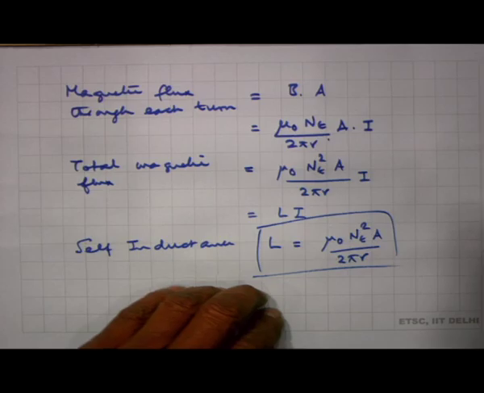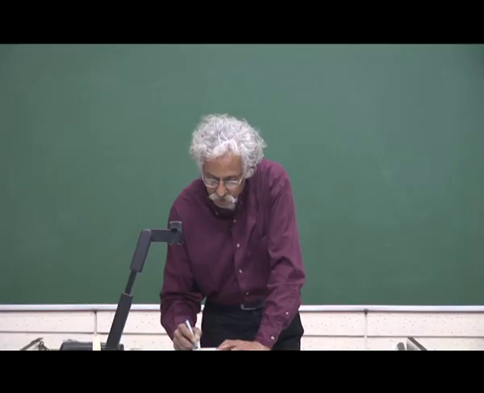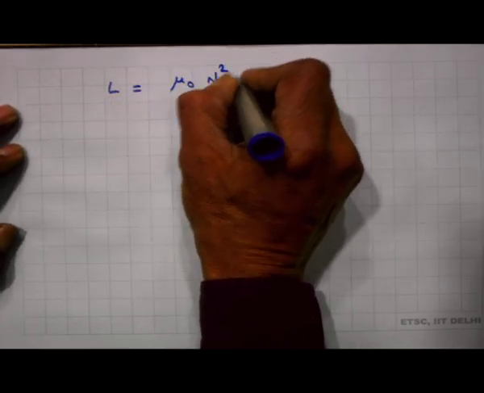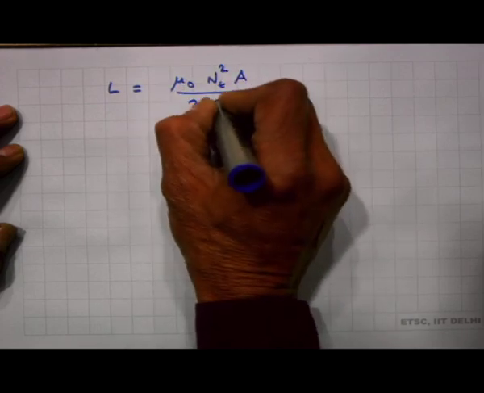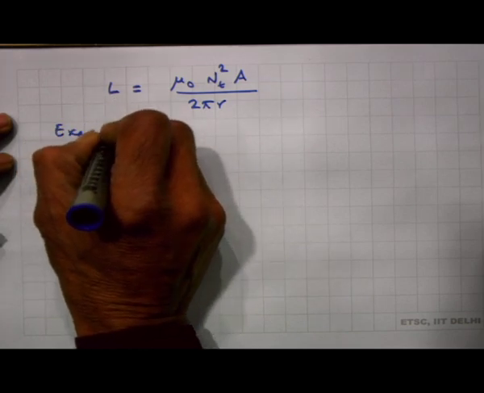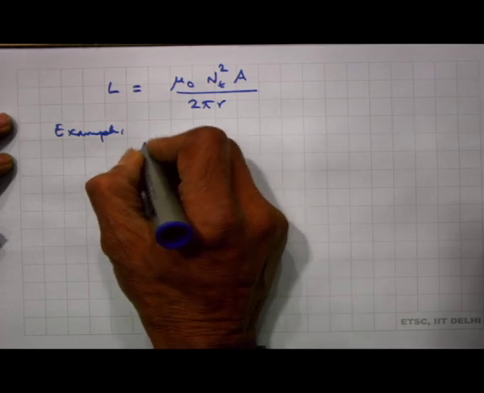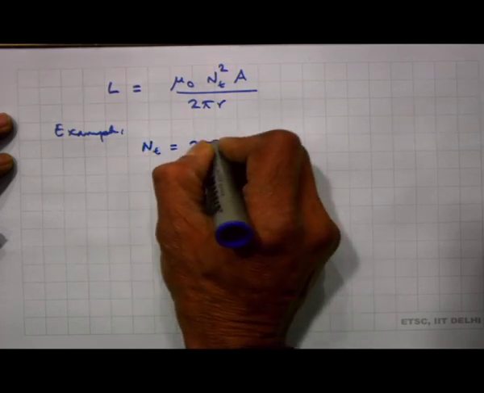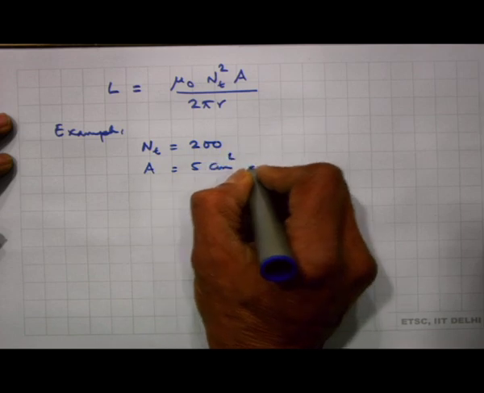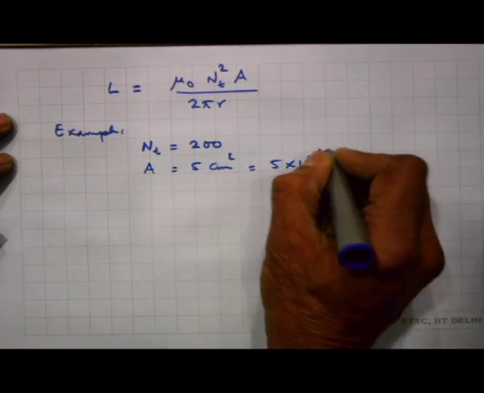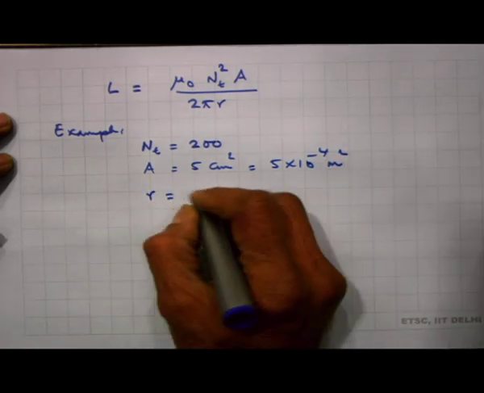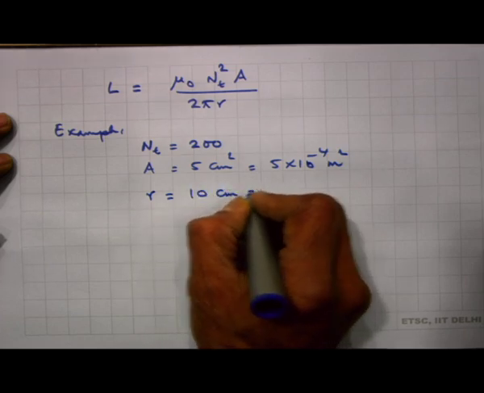I can put some numbers and calculate. So, let me write here, self inductance of the toroid is mu naught nt square A by 2 pi r. As an example, let me take the total number of turns as 200, an area of 5 centimeter square, which is 5 into 10 to the minus 4 meter square, an average radius of 10 centimeters, which is 0.1 meters.